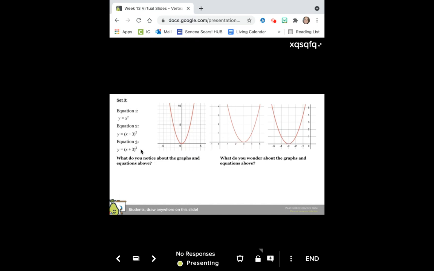So if we look at the equations there, notice that each of the second and third equations has parentheses around the x and the 3. And the only difference there is one is a minus and one is a plus. Now, the second equation goes with the second graph. So notice that even though our first equation has a minus, we shifted to the right. And even though our third equation has a plus, it shifted to the left.